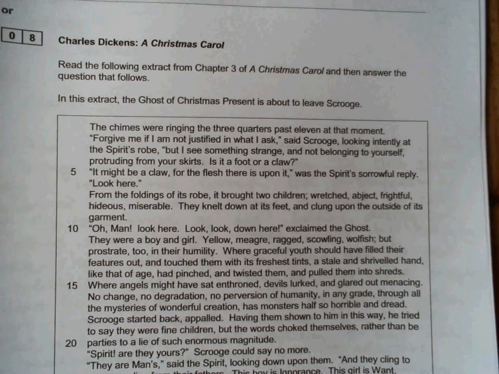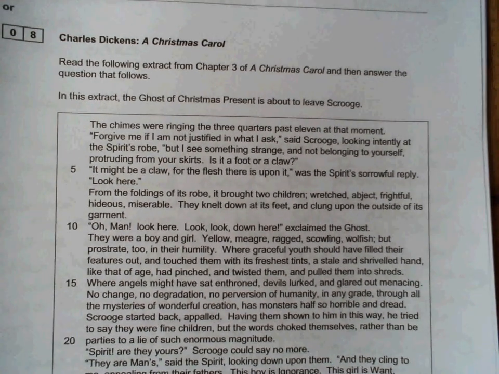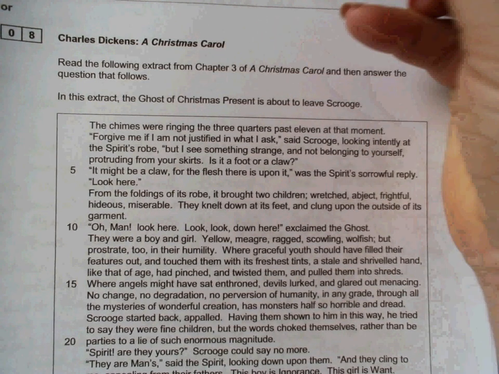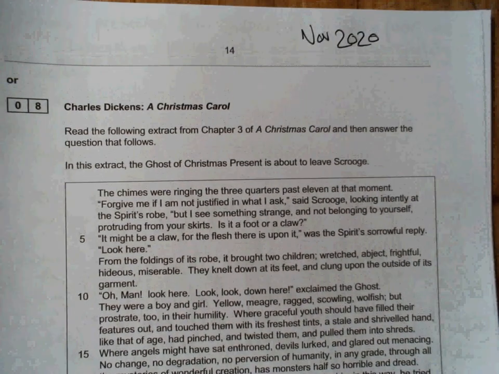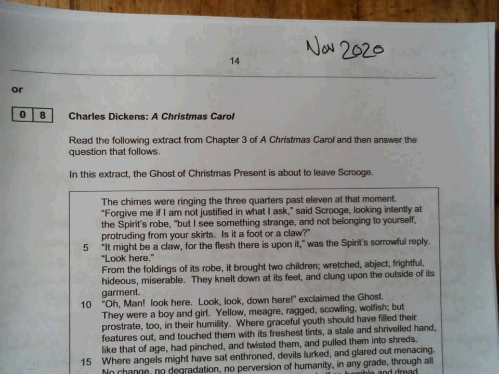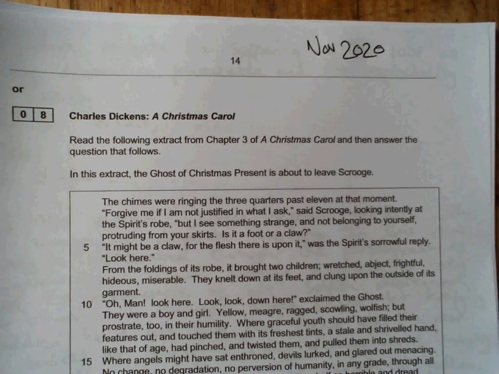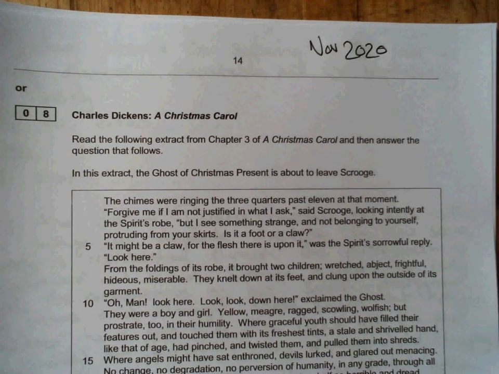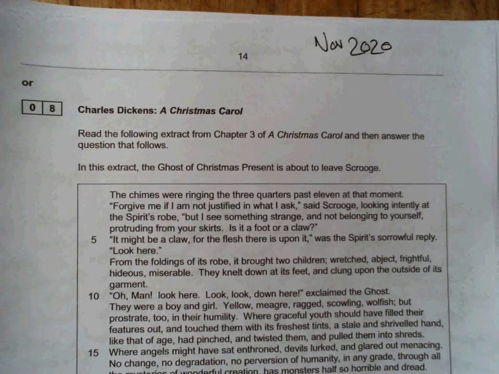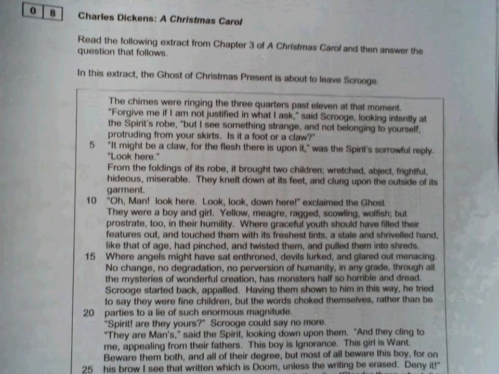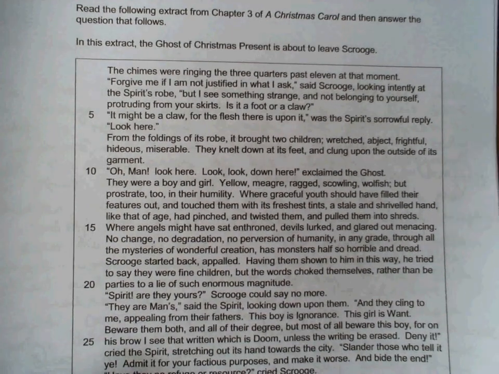I'm looking today at the November 20 Christmas Carol question. Obviously there were no summer exams, and we all know the reason why. So this paper, although you may come across it called the June 2020 paper, was actually sat by students in November 2020.